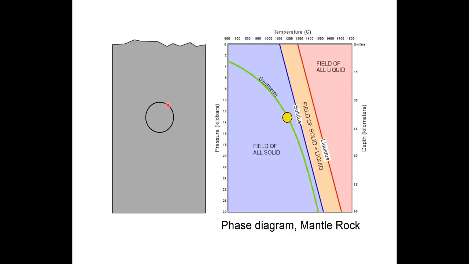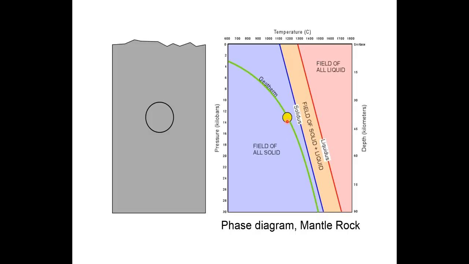Now, in order to describe exactly what's going on, we also need the phase diagram, because the phase diagram shows the relationship between temperature and pressure. So here's that same blob of asthenospheric rock shown over here in the cross section, and on the right-hand side I've shown where it would lie along the geotherm in our phase diagram for peridotite mantle rock.